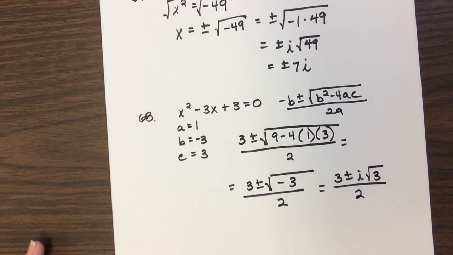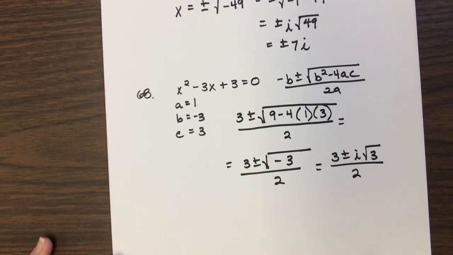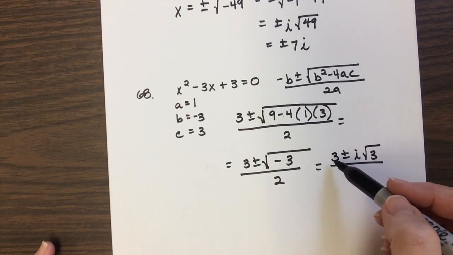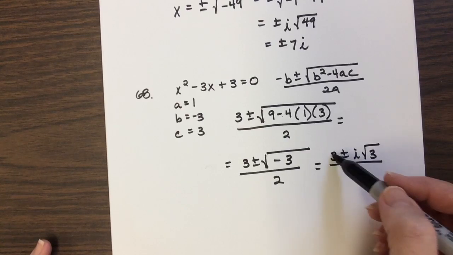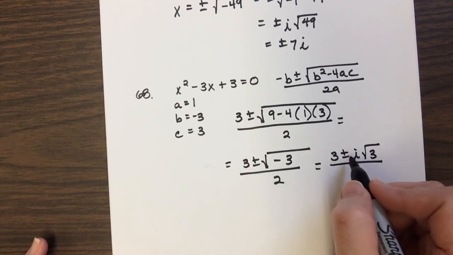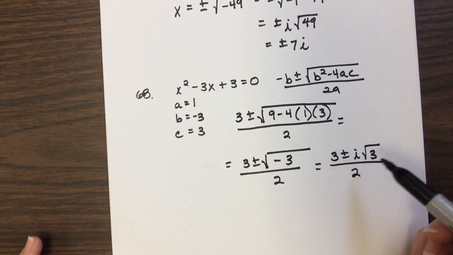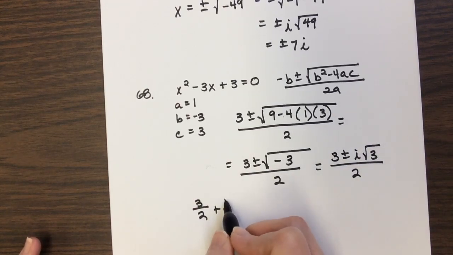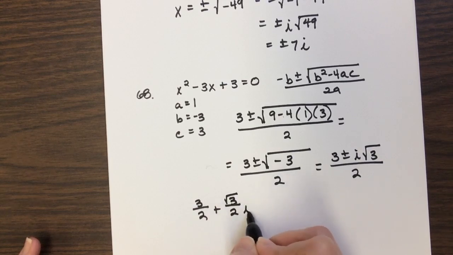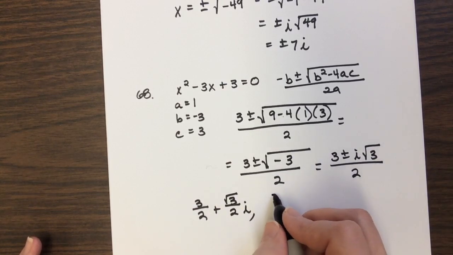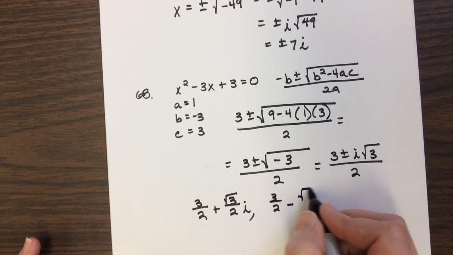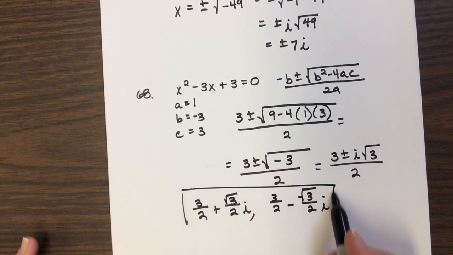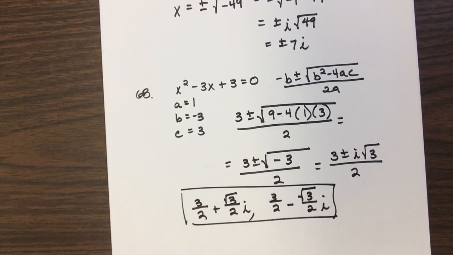And you're almost finished here, unless it specifies to write this in a plus bi form, and to do that, you just split these terms up. I'll go ahead and split the positive or negative up too. So I've got 3 over 2 plus the square root of 3 over 2 i. That's one of my answers. And then I've got 3 over 2 minus the square root of 3 over 2 i. So those are my two complex zeros here.